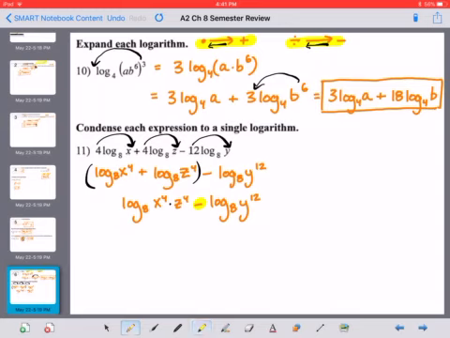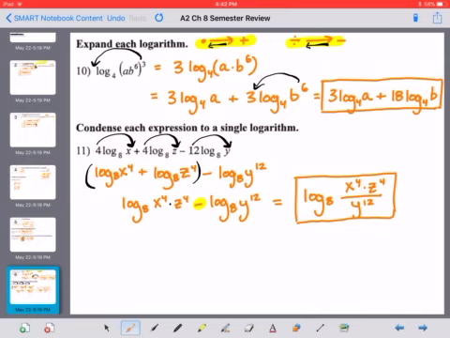subtraction here, we would end up with the log of base 8, and then we're going to put this x to the 4th times z to the 4th in the numerator, and then in our denominator we'll put this y to the power of 12. So now the word log is only written once, and that's what you have to do in order to condense a log expression.